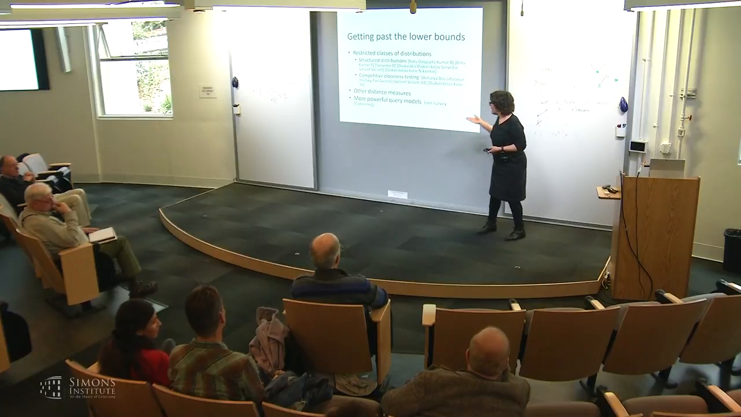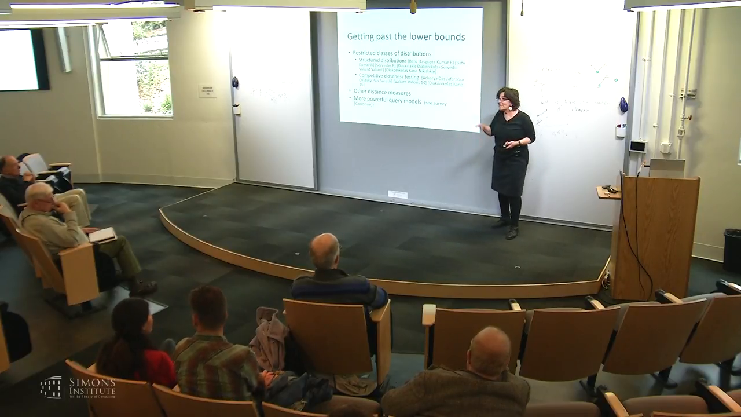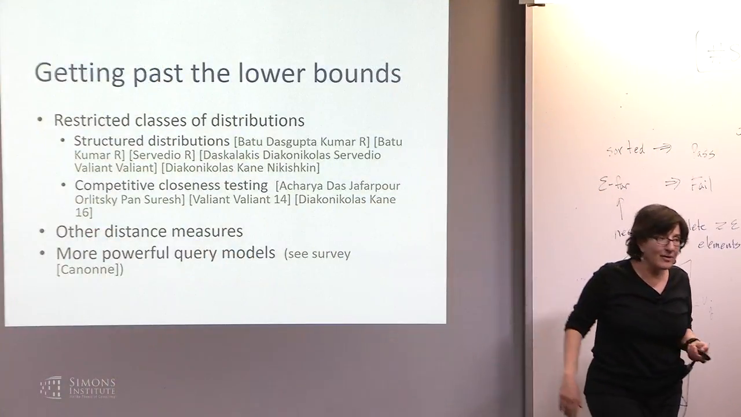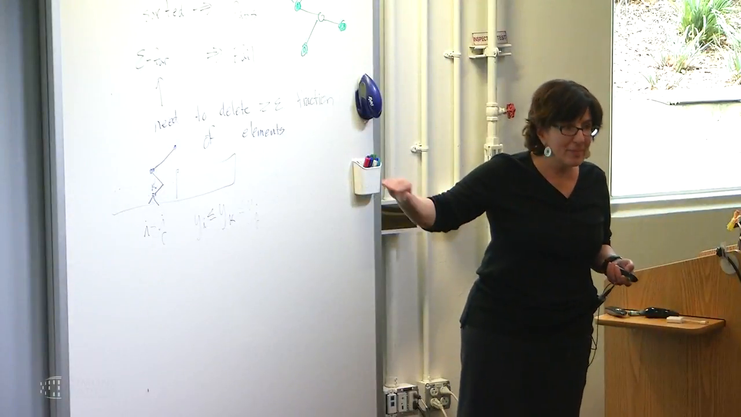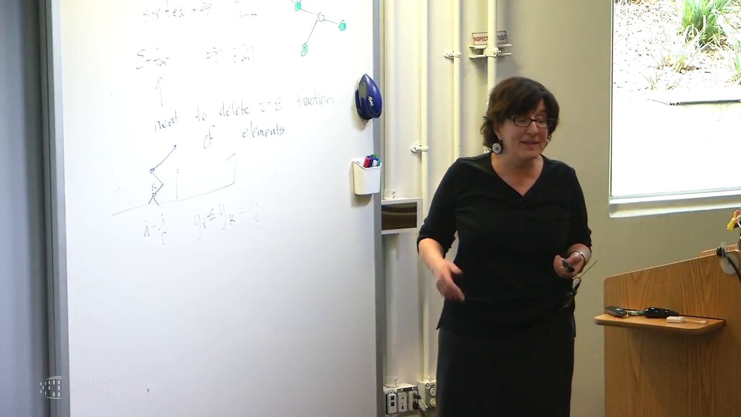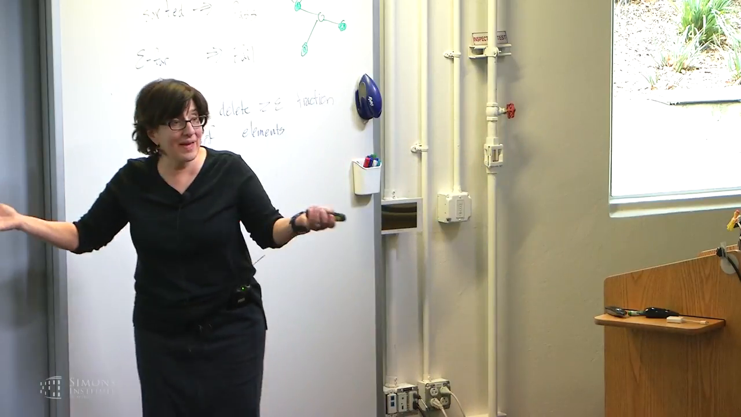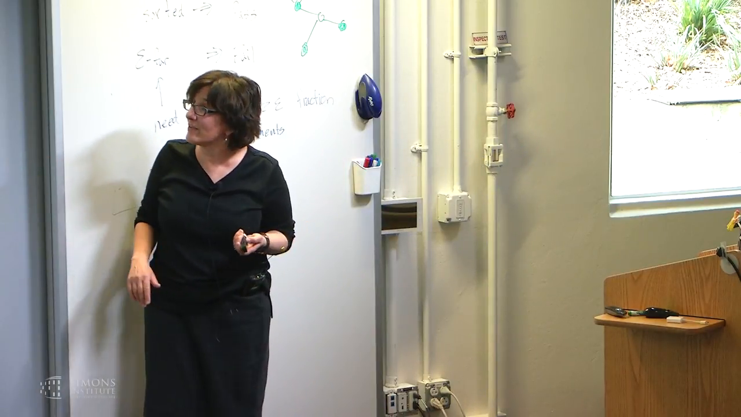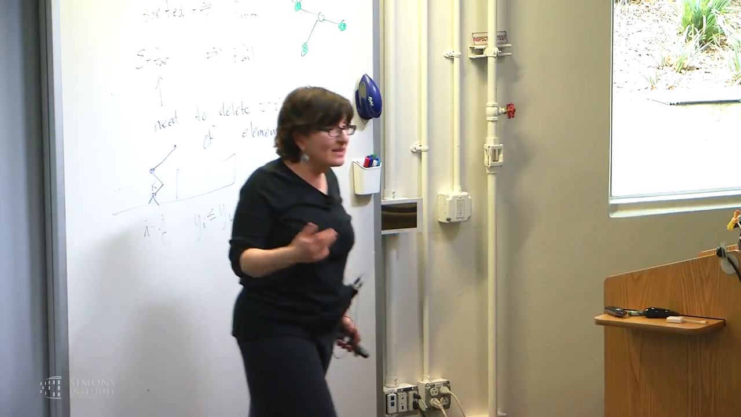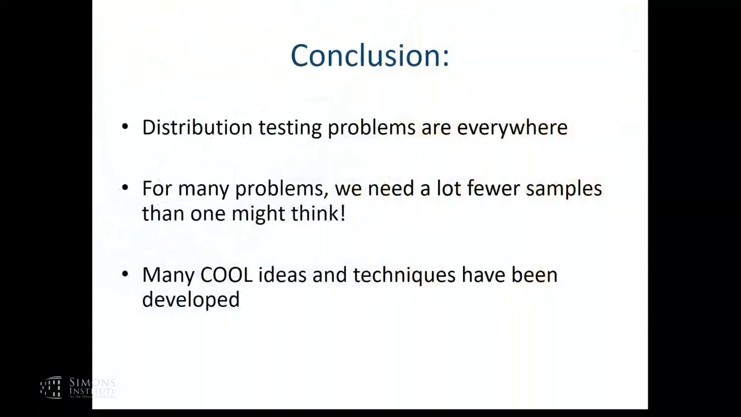Once I get these more powerful queries, many of these tasks that I talked about earlier can be done much, much faster, sometimes with no dependence on n, sometimes with logarithmic dependence on n. It just depends on whether this is a reasonable thing to assume. So basically, in conclusion, distribution testing problems are everywhere. For many problems, we need a lot fewer samples than you might think.